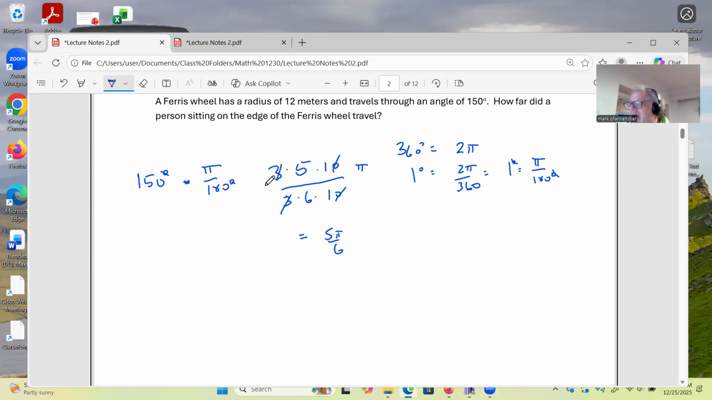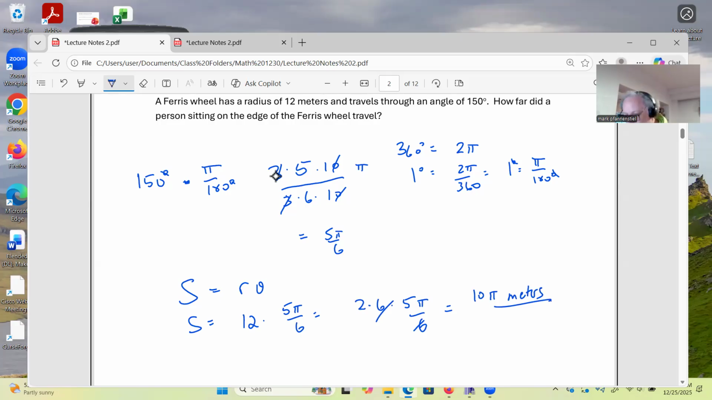In order to figure out how far this person went, we say S is equal to R theta. So S is equal to the radius of 12 meters times my angle of 5 pi over 6. 12 is really 2 times 6, times 5 pi over 6. We drop out the common terms, and we end up with a total of 10 pi meters.